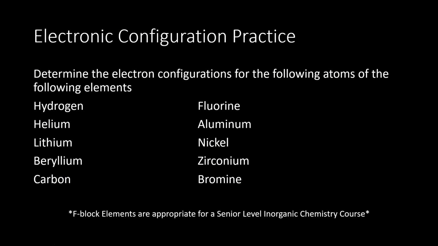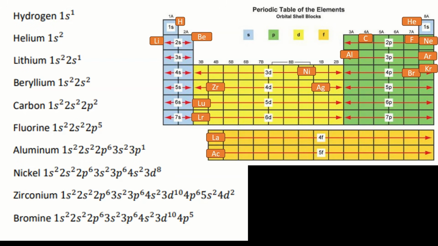So as some practice, we're going to do electron configurations for the following elements: hydrogen, helium, lithium, beryllium, carbon, fluorine, aluminum, nickel, zirconium, and bromine. We're not really getting into the F block elements for this class. That's more appropriate for a senior level inorganic chemistry course. Some people might take it during their junior year. I personally took it during my senior year of my bachelor's degree. So for general chemistry, we're just focused mostly on S, P, and D.